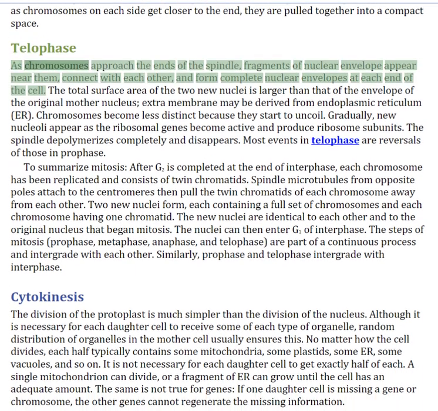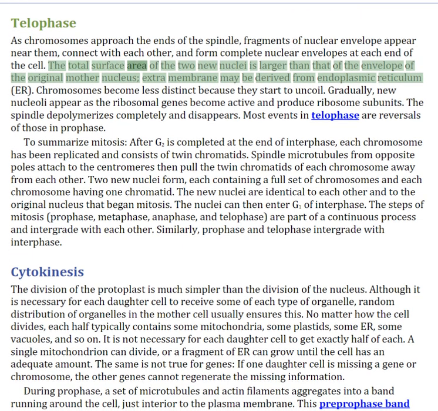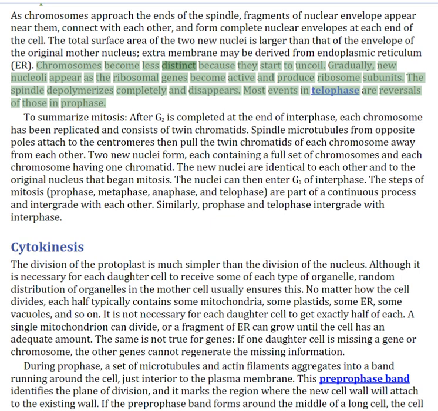Telophase. As chromosomes approach the ends of the spindle, fragments of nuclear envelope appear near them, connect with each other, and form complete nuclear envelopes at each end of the cell. The total surface area of the two new nuclei is larger than that of the envelope of the original mother nucleus. Extra membrane may be derived from endoplasmic reticulum. Chromosomes become less distinct because they start to uncoil. Gradually, new nucleoli appear as the ribosomal genes become active and produce ribosome subunits. The spindle depolymerizes completely and disappears. Most events in telophase are reversals of those in prophase.